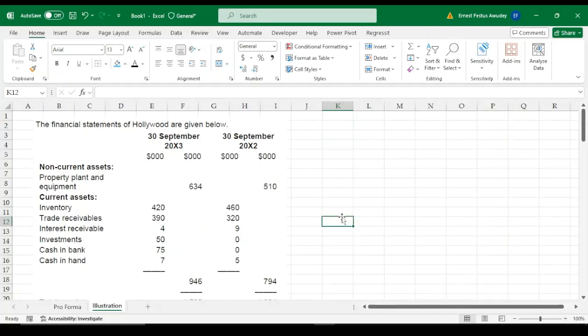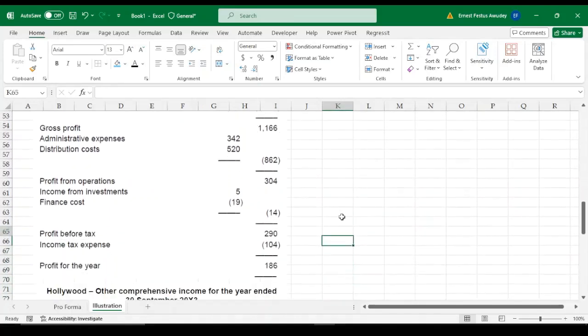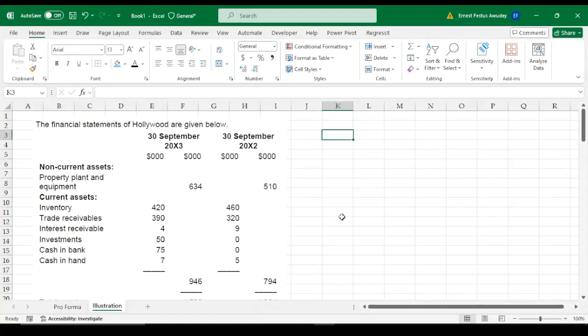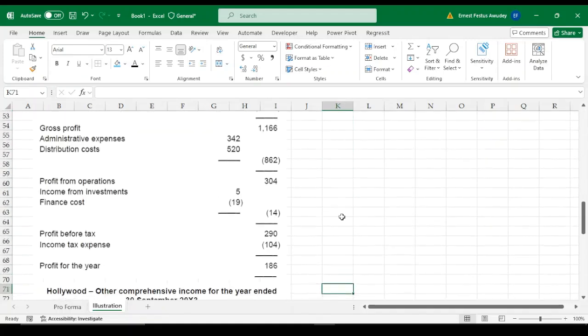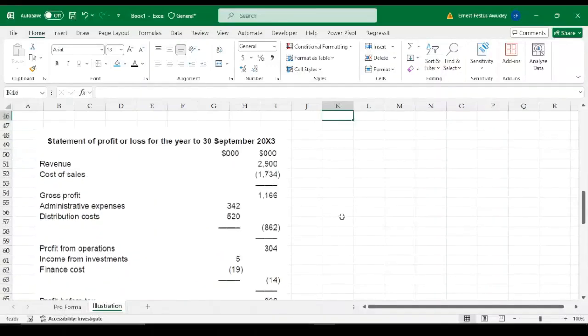So let's look at the statement of cash flow. Now, the cash flow statement, as you should know, is prepared from the statement of financial position and the statement of profit or loss and other comprehensive income together. So we use information from these two financial statements to prepare the statement of cash flows. All right, so that is what we usually do. So to make this easier for me, let us look at the statements of financial position, or the question here, the illustration here, and then we'll see how we are going to deal with it. We are going to use every information here to prepare the statement of cash flows.